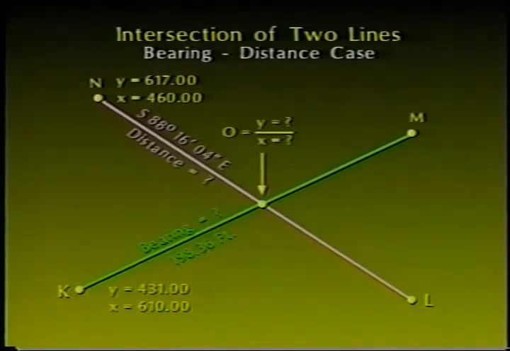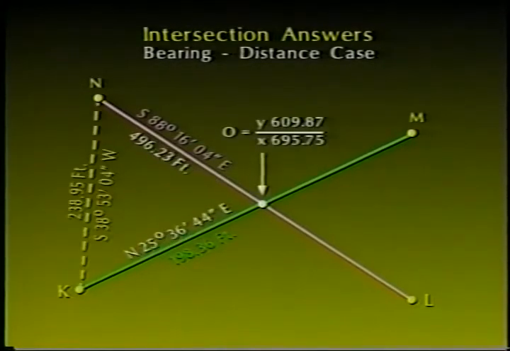This time, in using the oblique triangle for a solution after inversing, it is a little more involved as it is necessary to first determine the interior angle at O. This, however, will complete all angles in the triangle, leading to an angle-side solution. The answers for the bearing distance problem are as shown on this screen.